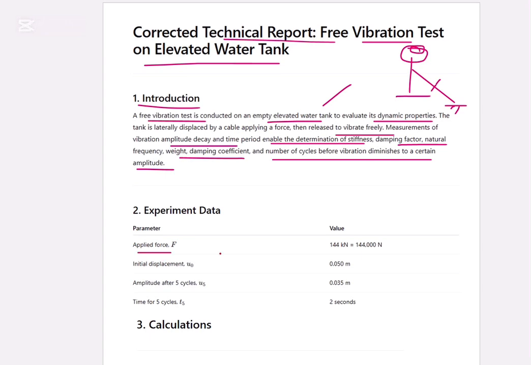Experiment data. Applied force is 144,000 Newton, and initial displacement is 0.05, and amplitude after 5 cycles is 0.035 centimeter, and the time for 5 cycles is 2 seconds. So after 5 cycles, this is the amplitude. Initial amplitude 0.05, so say 50 centimeter, then it becomes 35 centimeter after 5 cycles. So it takes 5 cycles to complete 2 seconds.